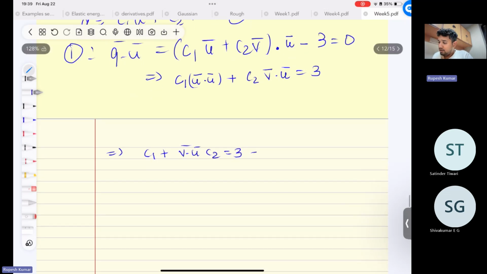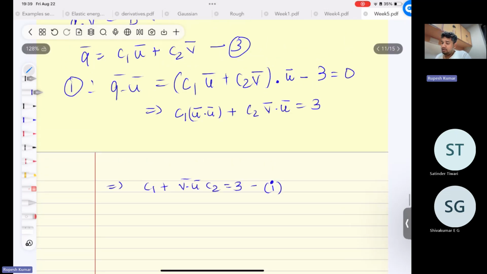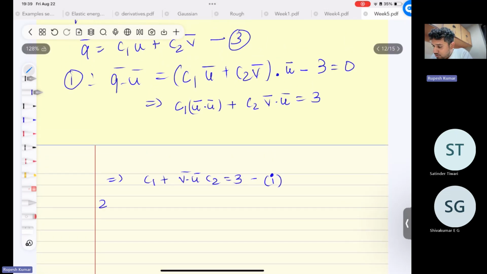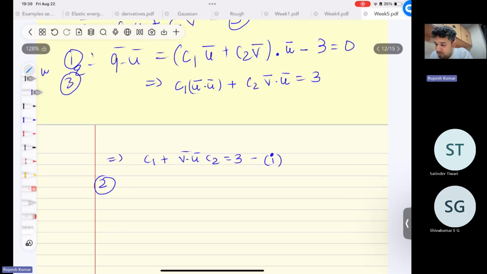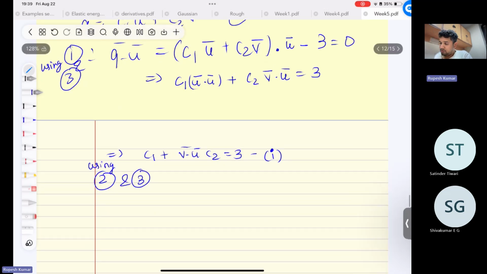Let's call this equation I, in Roman numerals. This was using equations 1 and 3. Now let's try using equations 2 and 3.